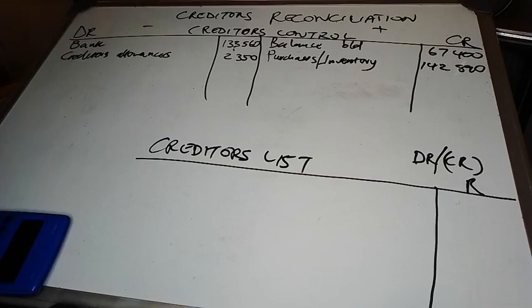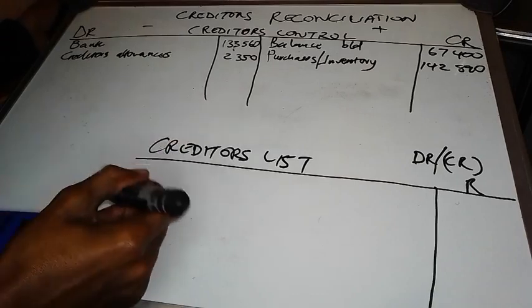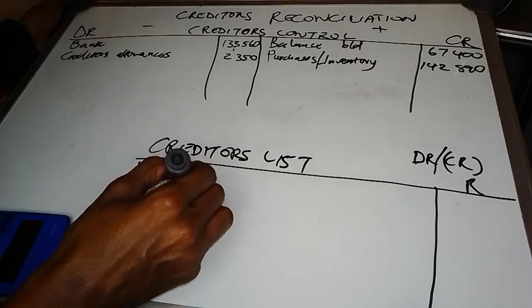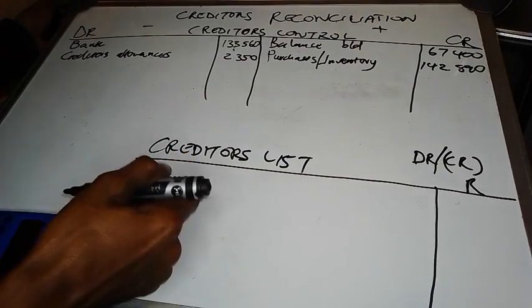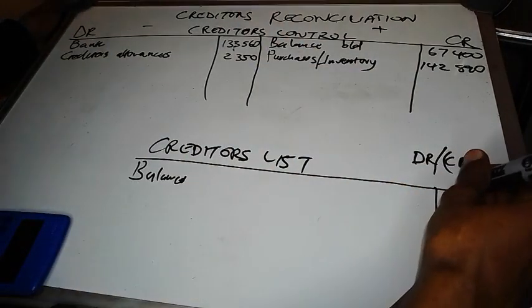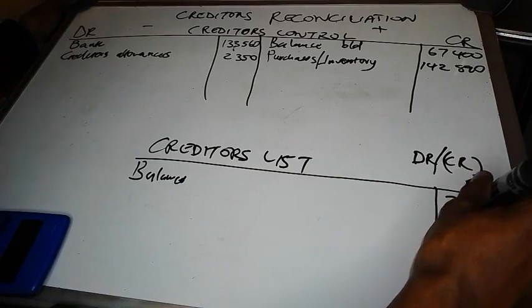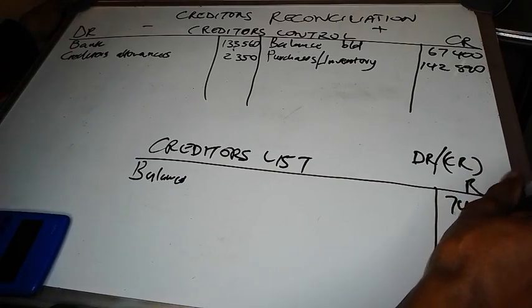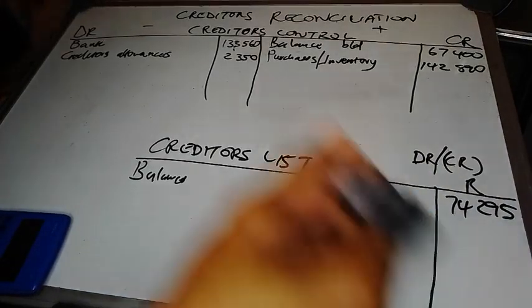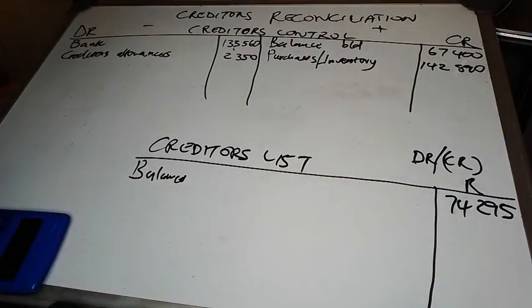Now let's take the additional information. We're done with the ledgers. As usual, we're going to start with the balance. What is the balance for creditors list? It's given on bullet number 2 in the additional information. It's 74,295, right?